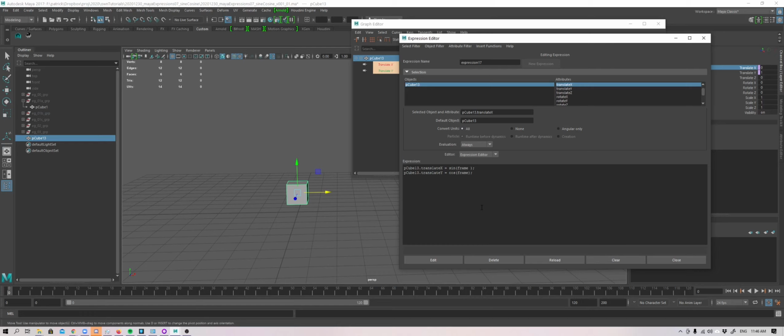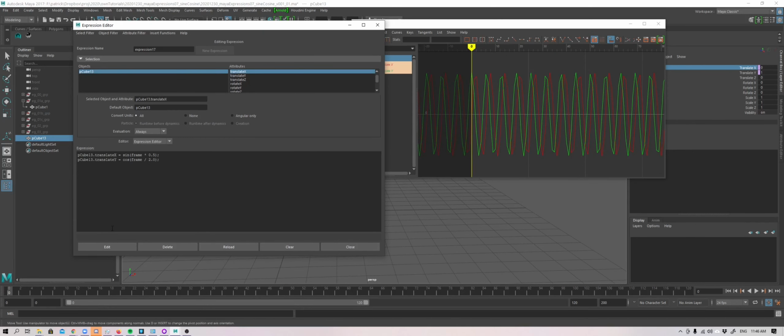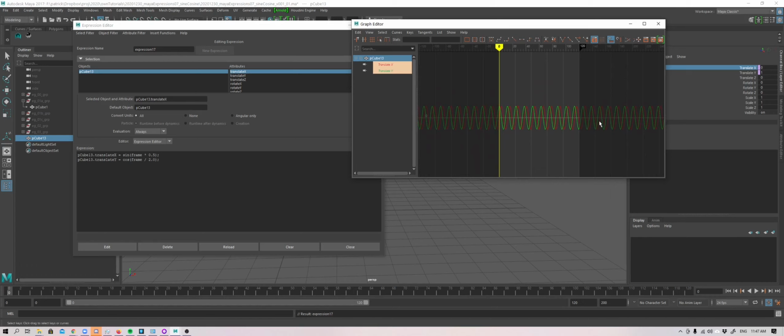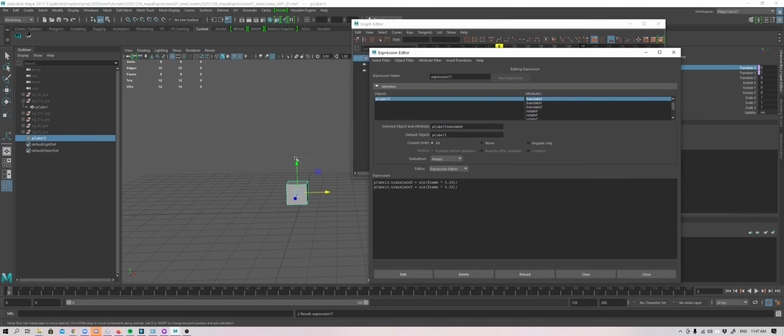I'm going to do a times 0.5, so that when it's frame 2, it's going to times 0.5, so it becomes 1. You can also do a divide by 2, which gives exactly the same thing. So if we update the expression, you will see the curve is stretched out. If you don't like that, you can do a multiply by 0.33 on both. And you will see we're traveling in a much slower motion.